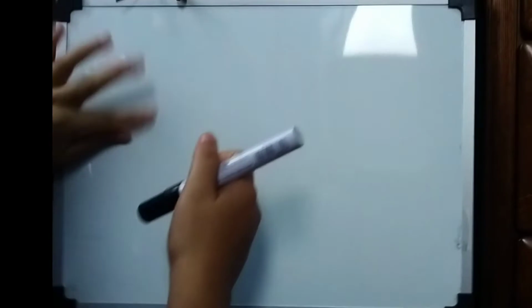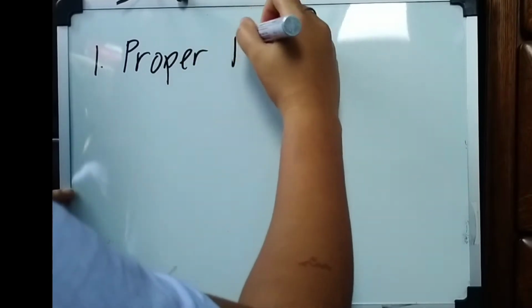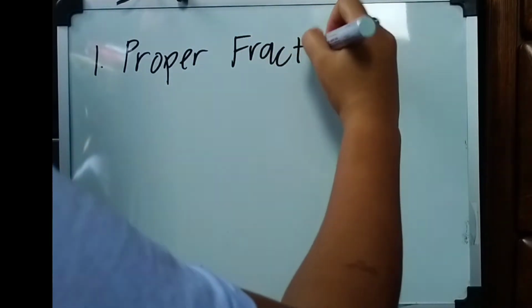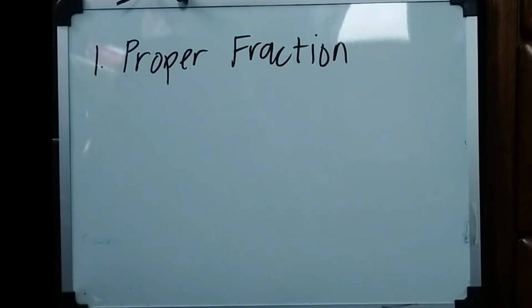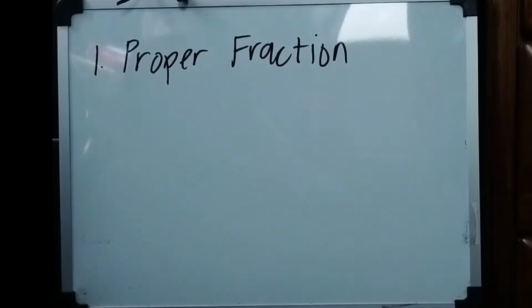For today, we are going to talk about the three types of fraction. So our first type that we have here is a proper fraction. Basically, we can say that a fraction is proper when its numerator is lesser than the denominator.